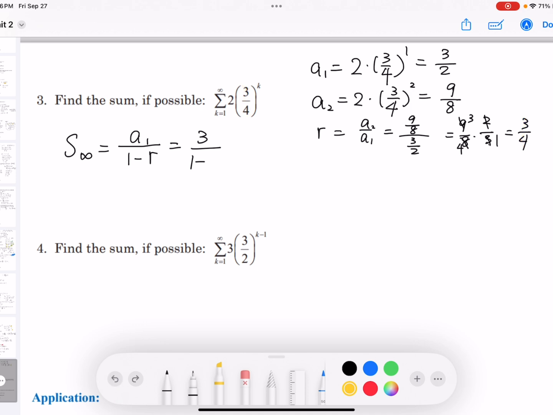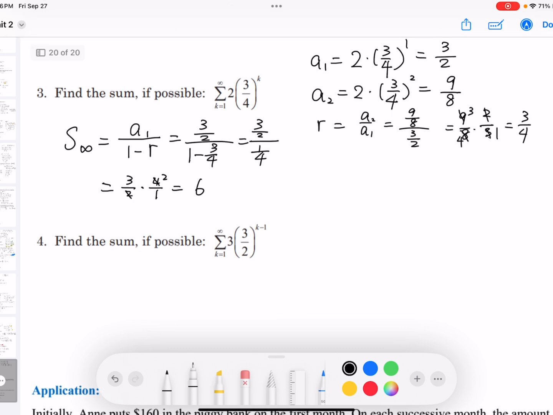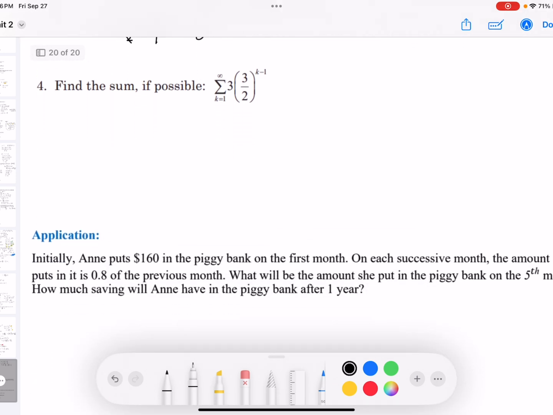Okay, let's keep solving for S sub infinity. a sub 1 is not 3, I made a mistake. So a sub 1 is 3 over 2. And then 1 minus r is 1 minus 3 over 4. Okay, so it's 3 over 2, all divided by 1 over 4. Let's do the KCF. 3 over 2, multiply by 4 over 1. After cancelling, we have 2, and 6. The sum is 6.